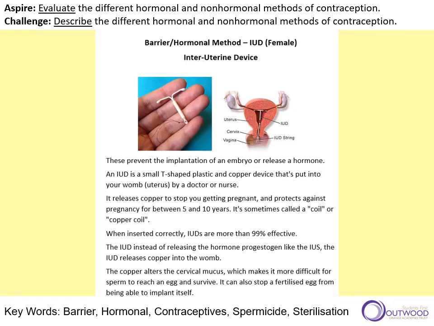The copper alters the cervical mucus, which makes it more difficult for the sperm to reach an egg and survive. So the copper interacts with the mucus around the cervix, and because it interacts with it, it stops the sperm from getting there, or allowing the sperm to reach the egg. It can also stop a fertilized egg from being able to implant itself. So again, I'll give you 30 seconds to get any information you haven't got down. This is one of those methods that are both. Remember, it's both barrier and hormonal.